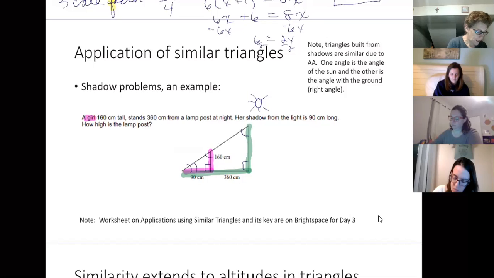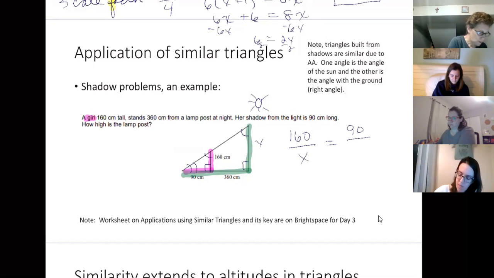So far what I know is that the height of the girl is in proportion to the height of the lamp. And then her shadow, which is 90, is in proportion to the shadow of the lamp, which you have to make sure that you take the 360 and add the 90 to it, so you get 450. So those are your proportions.